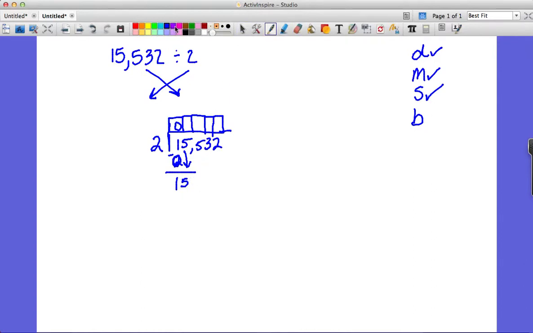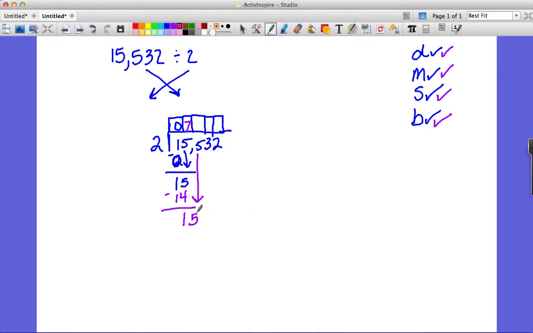So that's my subtract. Now my next step is to bring down the 5. All right, so now I'm going to show this in a different color. I have to figure out how many times does 2 go into 15? 2 goes into 15 7 times. That's the divide. 7 times 2 is 14. That's the multiply. 15 minus 14 is 1. That's the subtract. And then now I have to bring down the 5. That's the bring down.